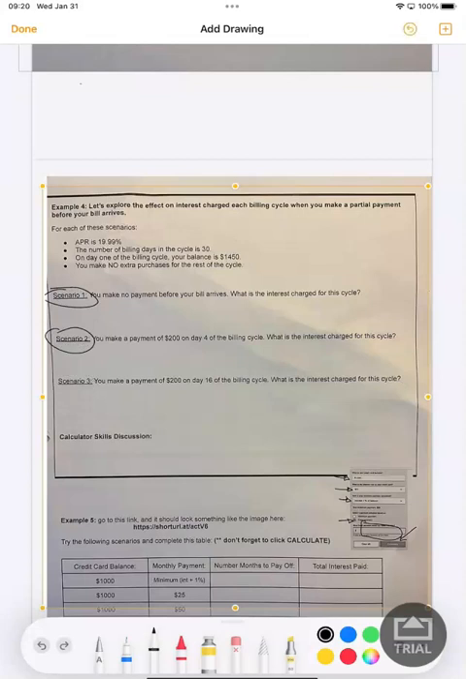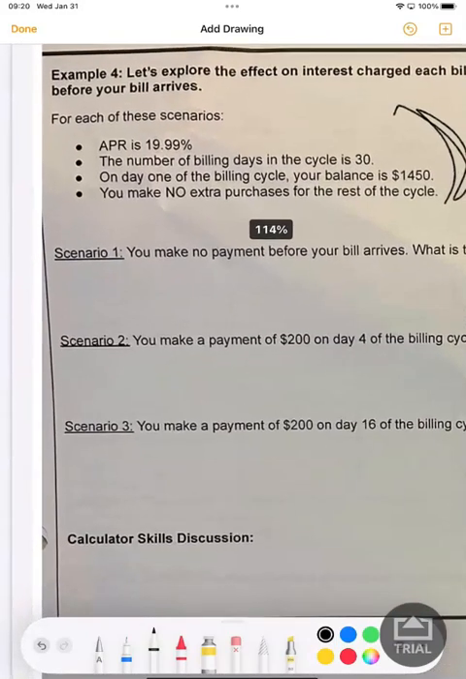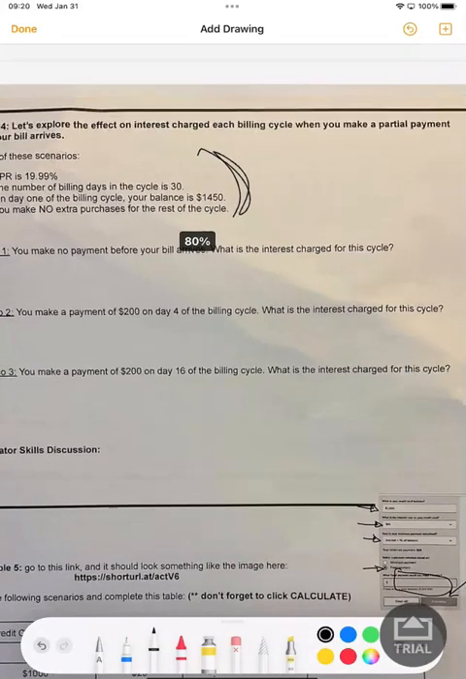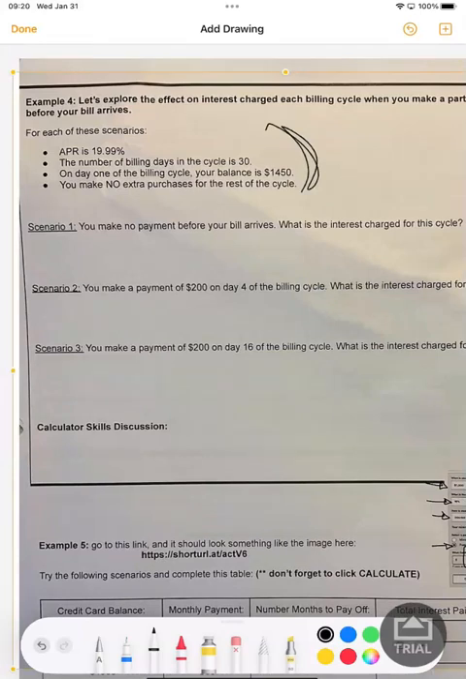Okay, so scenario 1, again, they all follow this. I have a 19.99% annual percentage rate. The number of billing cycles is going to be 30. Day 1, I have 1450, and I make no extra purchases for the rest of the cycle. I make no payments until my bill arrives, and then I want to know how much they're going to charge me. So I first have to figure out my average daily balance.